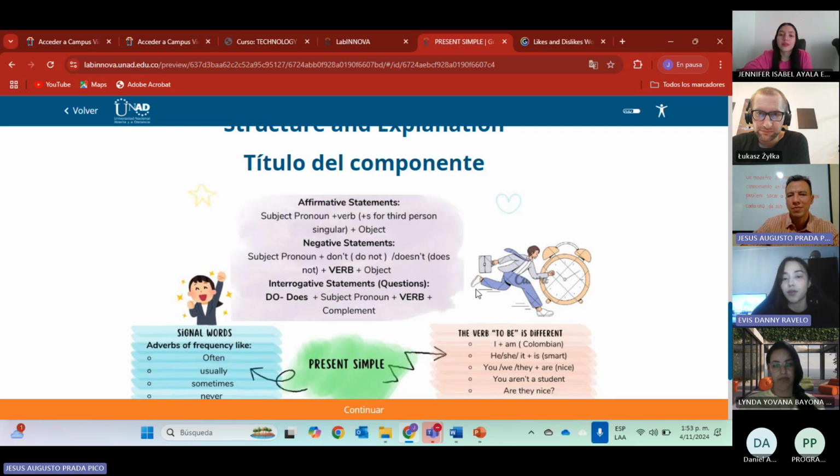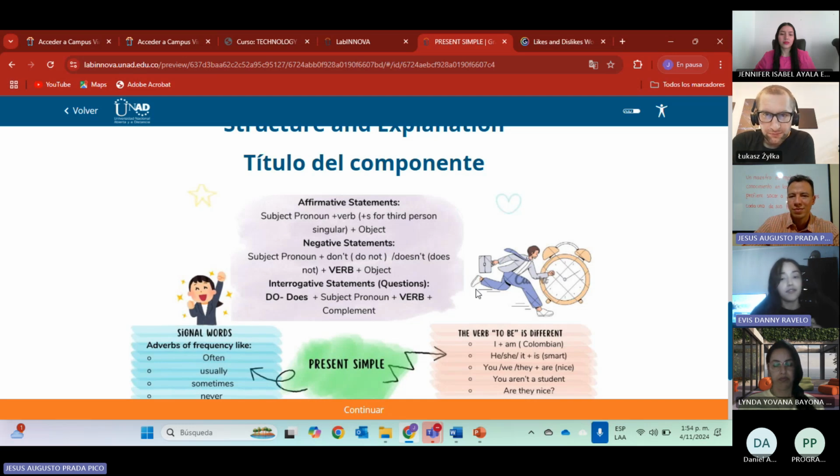So, how we form the present simple, as you can see there. In an affirmative statement, we use the subject pronoun plus the verb. Remember that we add s to the third person singular, and then the object. In a negative statement, we use the subject pronoun, don't or doesn't. You can also use do not or does not. It's completely right and correct, but it's better to start to use the contraction. And after that, you use the verb and the object.